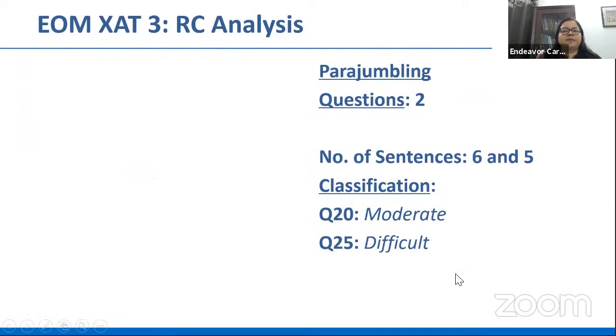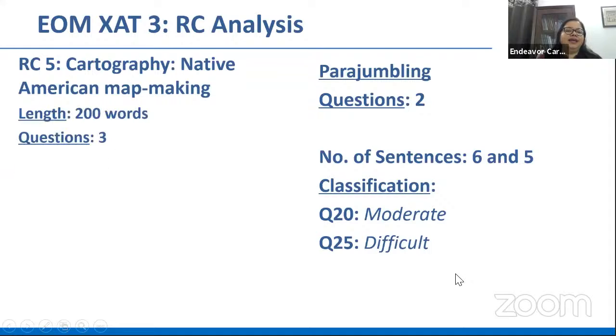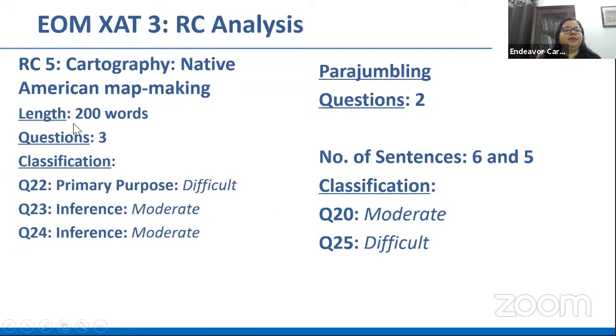Okay, next. Now the 5th RC, again an easy one, not a lengthy one too, 200 odd words. Cartography, the word is used, and that idea can also be pulled out. The main idea, you're talking of Native American map making, which is largely done from the perspective of the non-Native Americans, right? So easy to relate.